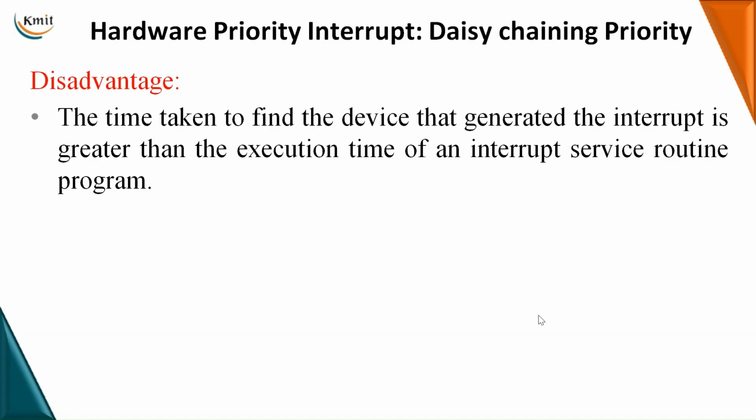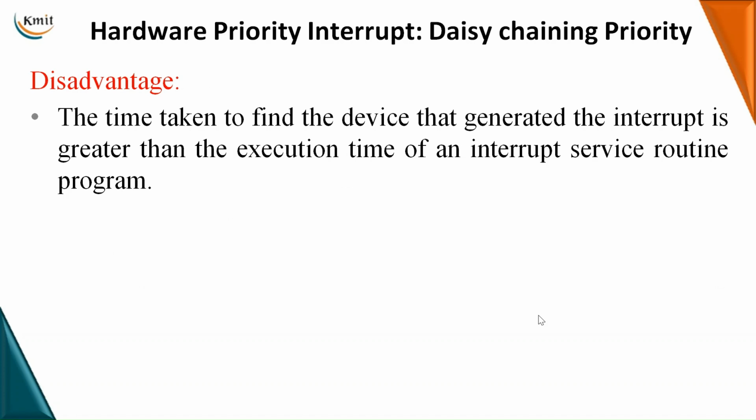Coming to the disadvantage of a daisy chaining priority mechanism, this is the same as a polling software approach, where the time taken to find the device that generated the interrupt is greater than the execution time of the interrupt service routine program of that particular device.